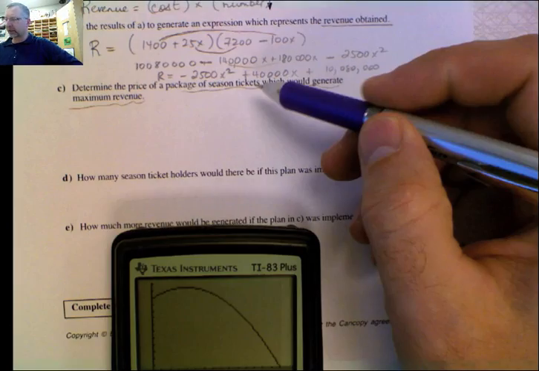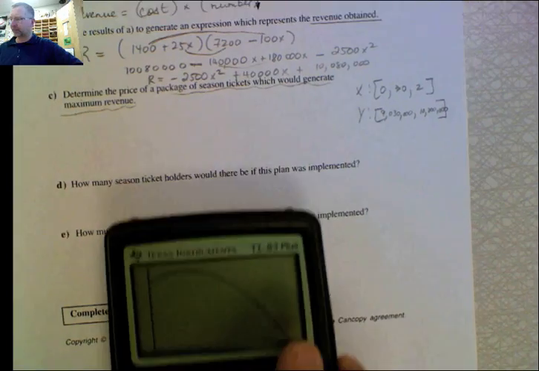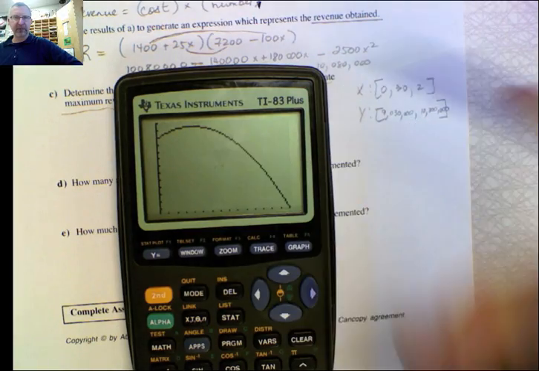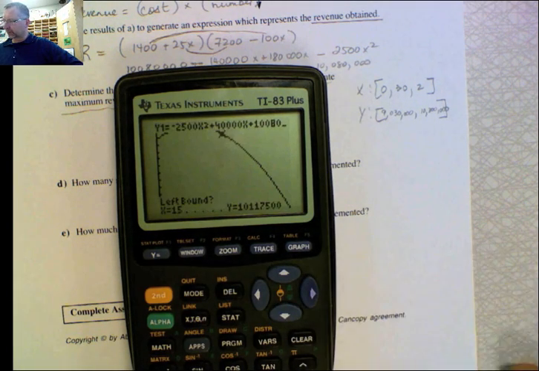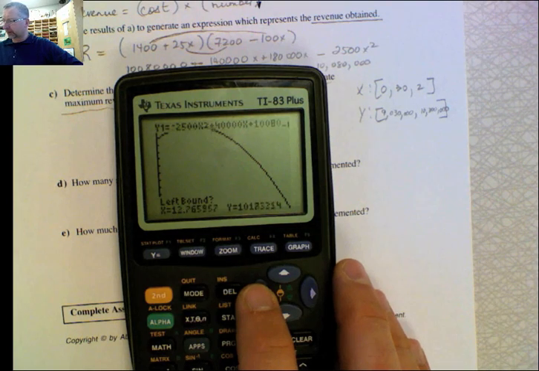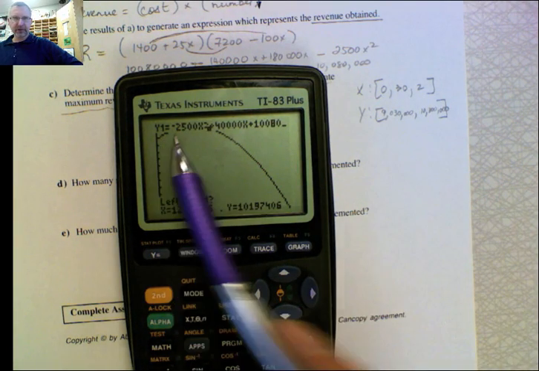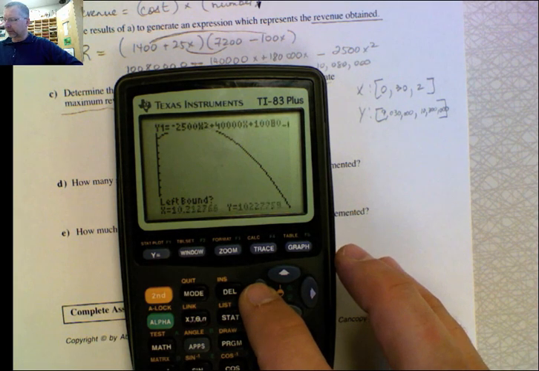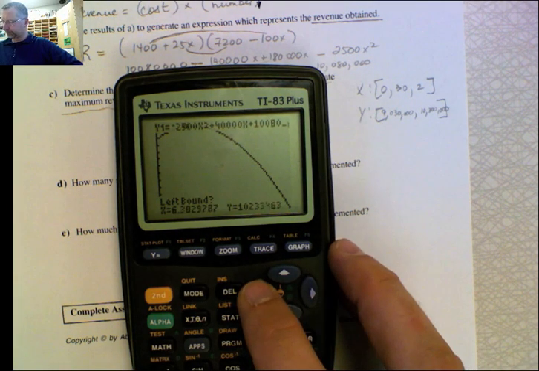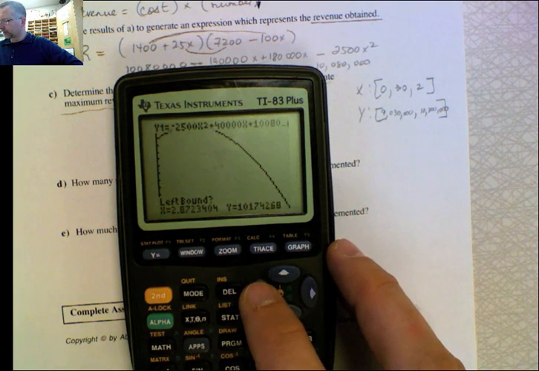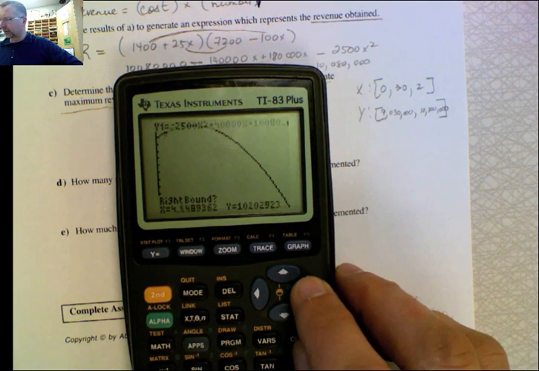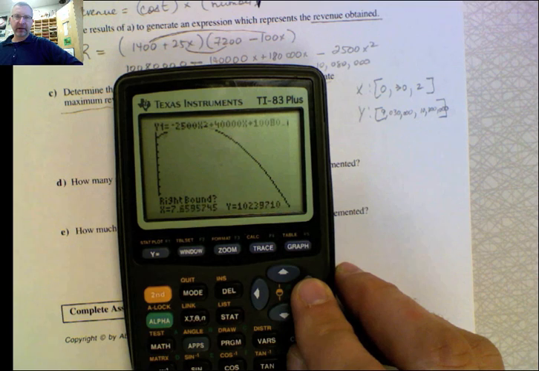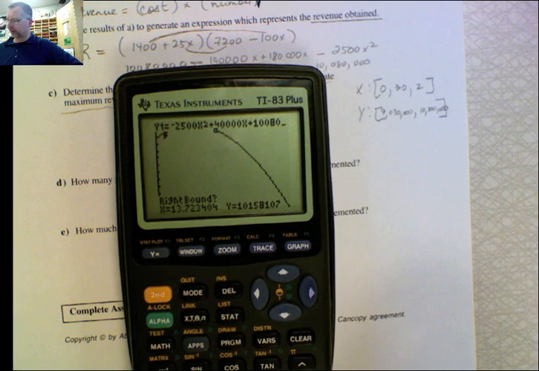Now it says determine the price of the season tickets that would generate a maximum revenue. So we've got to find this vertex, this maximum point. So remember, to do that, we go second function and trace, and we choose number 4 for maximum. And when it says left bound, we've got to move our cursor till it gets over on the left-hand side of our vertex somewhere. All right, so I can see it now. It's somewhere over here on the left side, and I'm going to hit enter. Right bound, I need to move it back to the right using my right arrow, and I need to move it somewhere on the right-hand side. There we go. I can see it on the right-hand side.